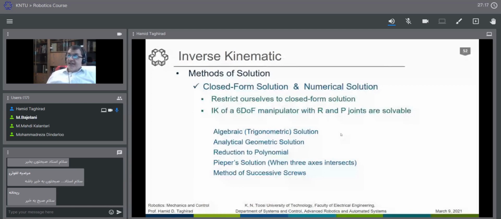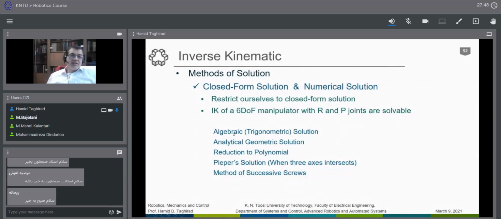The fifth one is very interesting. Again, successive screw. This will never end, but it gives a very physical and interesting solution. I will give it in the last section, the forward kinematic part, hopefully in the next session. But starting with a very simple one, we can have some algebraic or trigonometric solution.